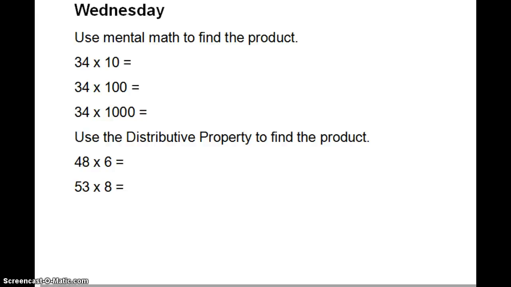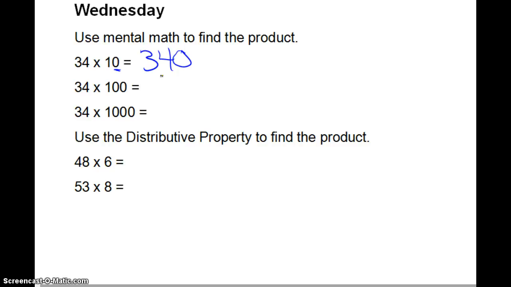For Wednesday, week 6 morning work, we're looking at using mental math to find the product. We know that the product is the answer to a multiplication problem. And we look here at 34 times 10, and I know that if I multiply a number by 10, I'm really going to multiply 34 times 1, which gives me 34. How many zeros are in that when we work with those powers of 10? We simply add a 0 on there, and the answer is 340.